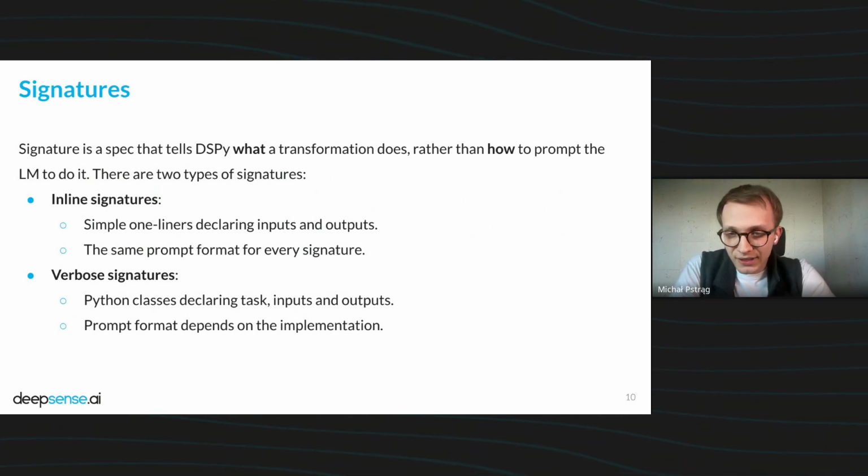And you have verbose signatures, which are more complex. And these are Python classes. You can declare inputs, outputs, but also a task. So you don't rely on this bootstrapping of DSPy. You can write a description of your task yourself. And the prompt format depends on the implementation. So each verbose signature will be a bit different depending on how you structured it.